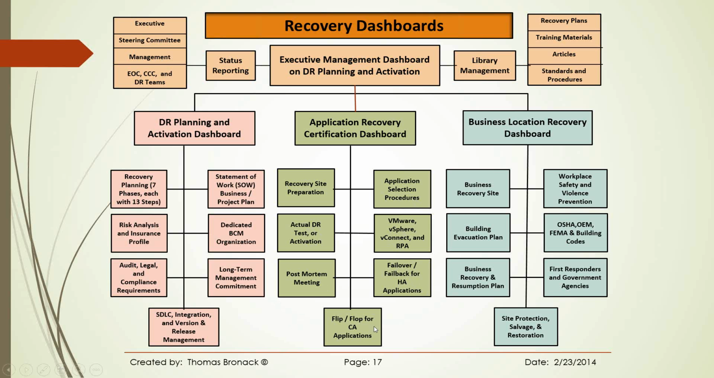Now, for business locations, you have failover, failback for high availability applications, and you have flip-flop for continuously available applications. Now, the difference is in flip-flop, you have an active environment where both environments in the recovery and the production are actually in sync with operations and data. And if Site A failed, you can flip instantaneously to Site B. And if you chose to run your production from Site B this month, and then Site A next month, you could flip-flop back and forth to do that.